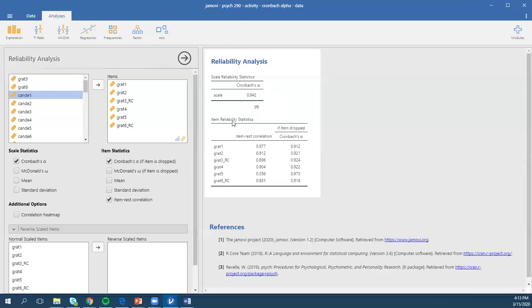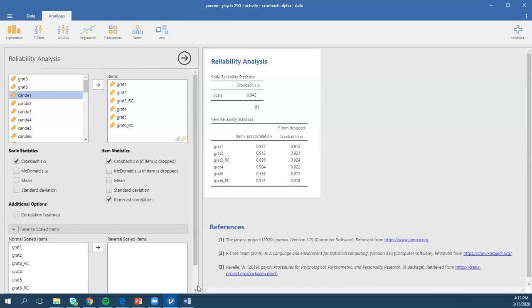But let's go take a look at our item reliability statistics. So this breaks down for each question what its correlation with the rest of the questions is on its own. And then it gives you Cronbach's alpha if you removed that question altogether. So let's take a look. Let's find the worst one, because one of the questions we're supposed to answer here is which one is the worst. So if you look at the item-rest correlation, the one with the lowest number here is the one that correlates the least with the other questions on the scale. So it looks like GRAT 5 here at 0.556 is the lowest of these options.